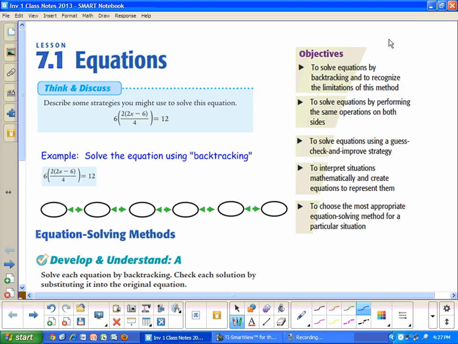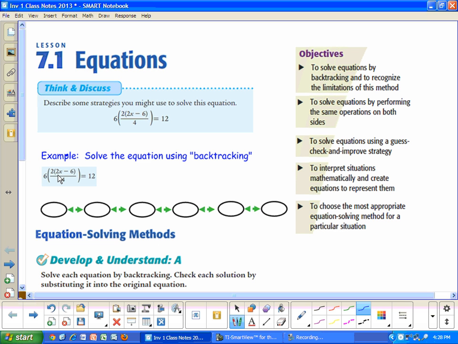So I'll just show you an example and then I'll let you try a couple here. Basically, when you're backtracking, we're trying to figure out what x is in this equation. We know that x is multiplied by 2, then 6 is subtracted from it, in that order. Then it's multiplied by 2 again, then divided by 4, then multiplied by 6, and when all that happens, it equals 12. If you can identify the things that are going on with the missing number x, then if you reverse that process and use the inverse operations, you can find the answer.